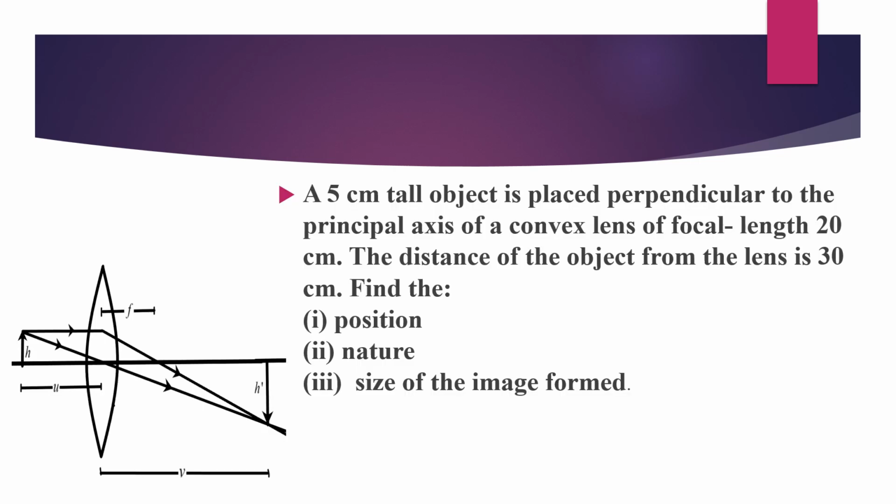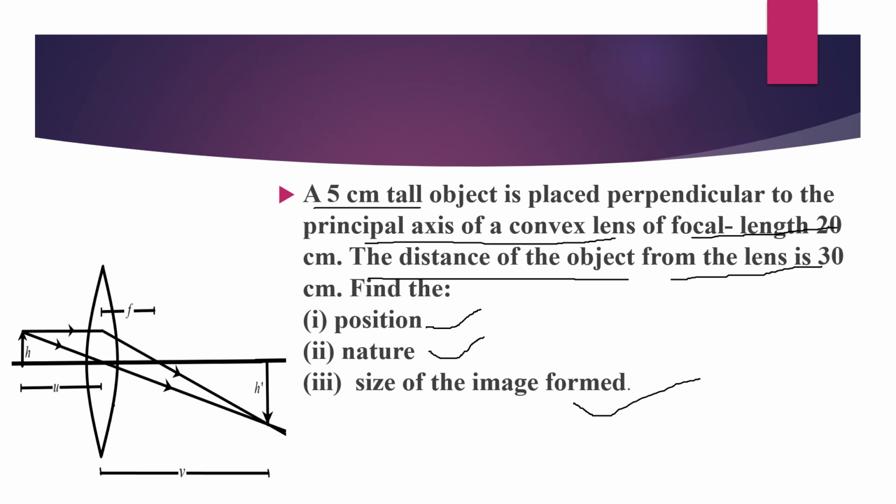So next, a 5 centimeter tall object is placed perpendicular to the principal axis of a convex lens of focal length 20 centimeter. The distance of the object from the lens is 30 centimeter. So we have to find the position, the nature and the size of the image formed. And I've given you the picture of it.